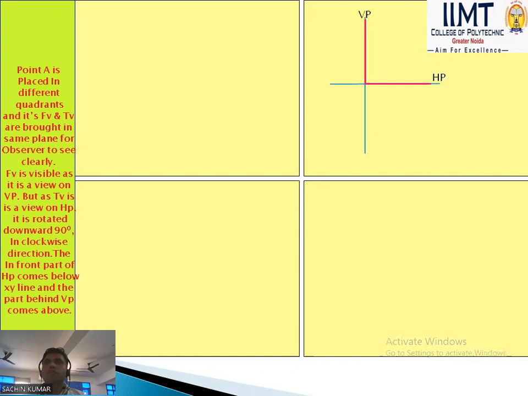We consider that slide, and the first quadrant system. Point A, the observer sees A dash, and the top view goes to the horizontal plane. If the horizontal plane is rotated 90 degrees clockwise, the top view of point A goes to the vertical plane. So that is the projection in the case of the first quadrant system.